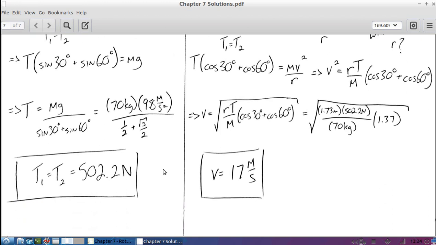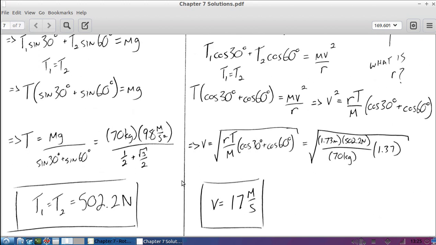I can plug everything in. You can use your calculator, though. I used to teach high school math, so I've got the unit circle ingrained in my memory, but you can just calculate that. That's a number we know. Plug the mass in, plug g in, and I get the tension. I get the tension in both cables, 502.2 newtons. Alright, so now I know the tension.